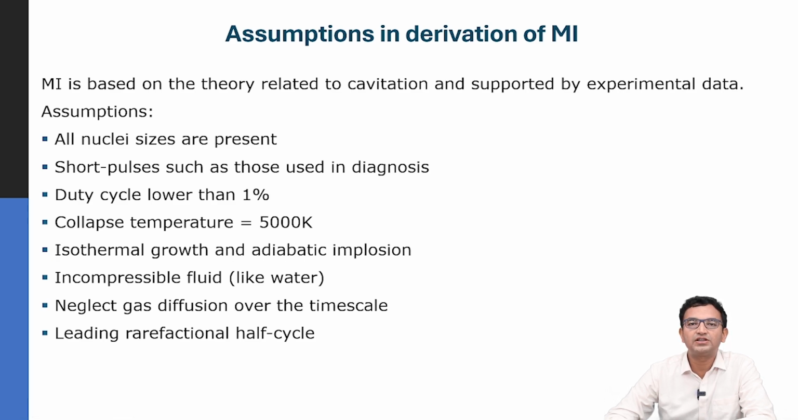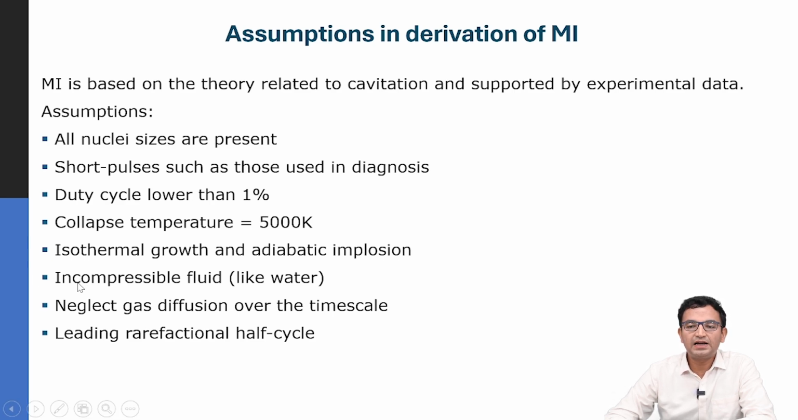Now, when inertial cavitation happens, then the collapse temperature, or the temperature reached inside the interior of the bubble after the sharp collapse, is very high. And in this case, the assumption is that it is about 5000 Kelvin. This is a very reasonable assumption actually. Also, the bubble is assumed to grow isothermally, meaning that it is in equilibrium with the surrounding environment during its growth, and then there is a sudden adiabatic implosion when the bubble collapses because of the inertia of the surrounding fluid.